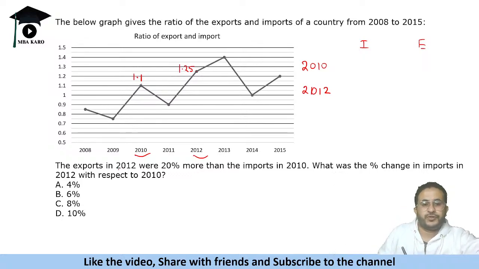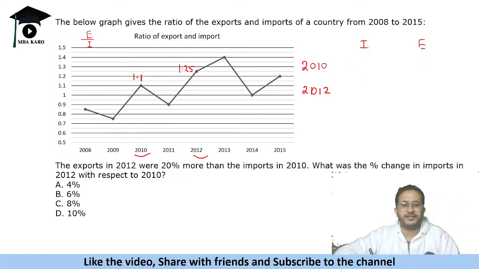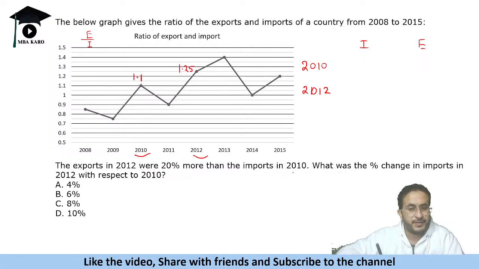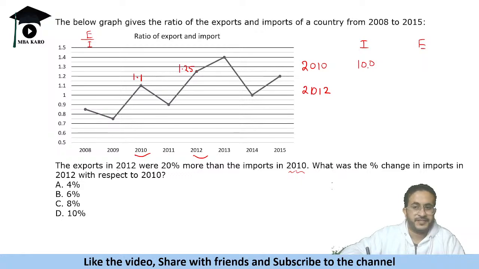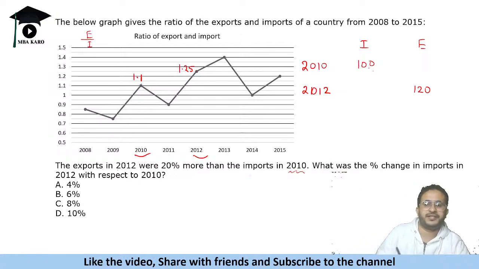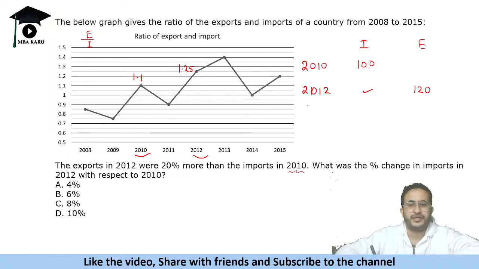So exports in 2012 were 20% more than the imports. See, we are given export upon import, right? So for 1 year, let us take it with respect to 2010. Okay. So 2010 में import 100 मान लेते हैं. If it is 100, then it says export in 2012 is 120. What is the export in 2010? It is like 2010 export will be 1.1 times. That is not a concern. We need to find the percentage change in import. So we need to find the import here, not this value. This is not needed.